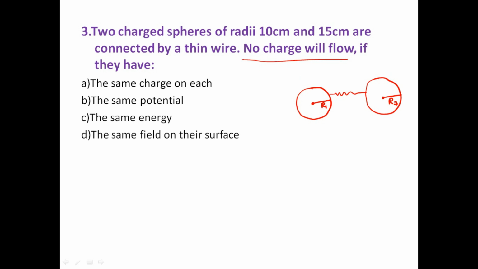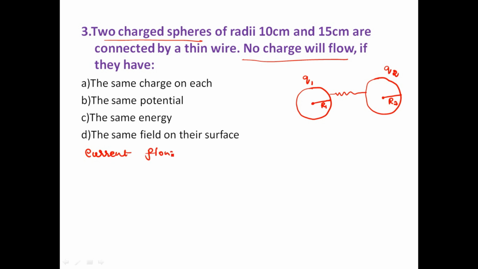Make a note that charges will flow through the wire only if there is difference in potential. What makes the current flow through the wire here? So these two spheres are already charged. Let us say on the sphere of radius R1, the charge is Q1. On the sphere of radius R2, the charge is Q2. The charges can flow through this wire only when there is difference in potential, making this the important point here.